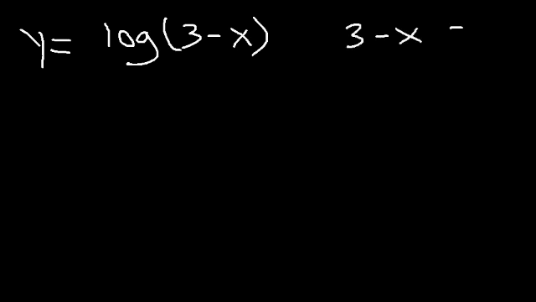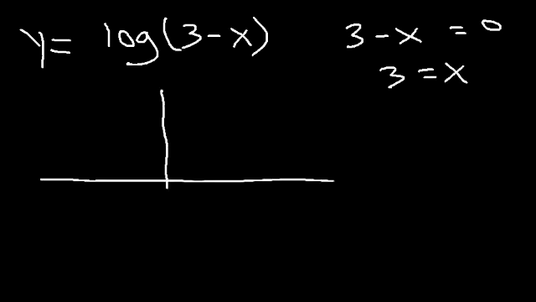Let's try one more example using transformations. So let's say if we have log 3 minus x. So to find the vertical asymptote, set the inside equal to 0. So x is 3. Therefore, the vertical asymptote shifts 3 units to the right.